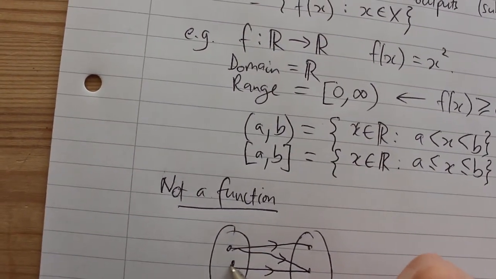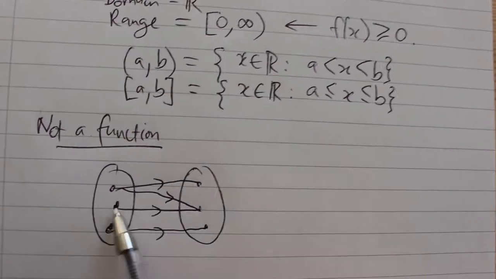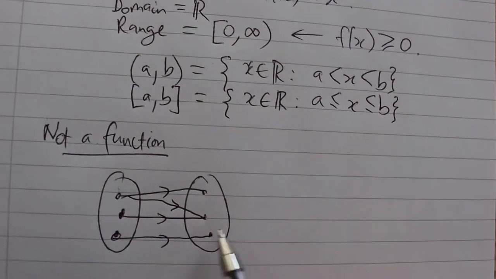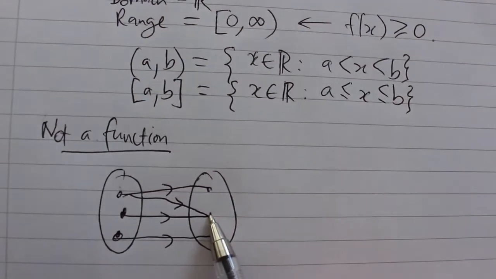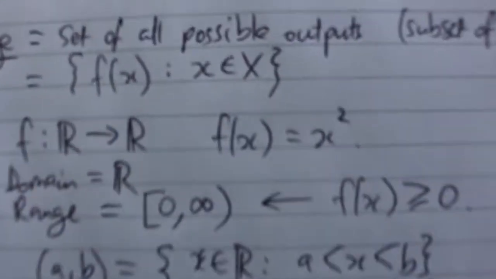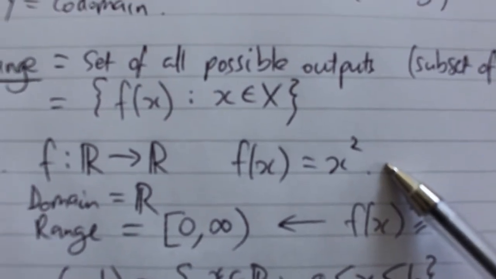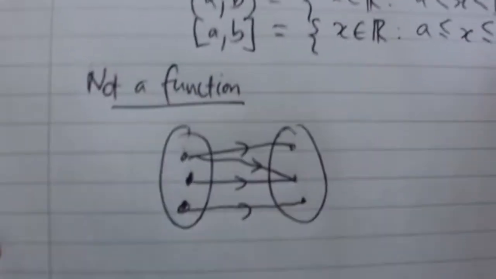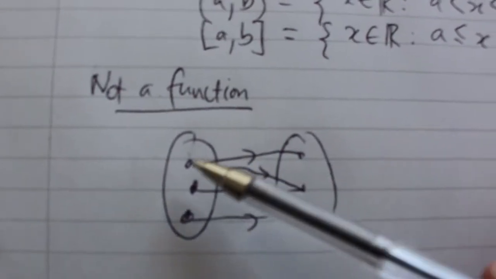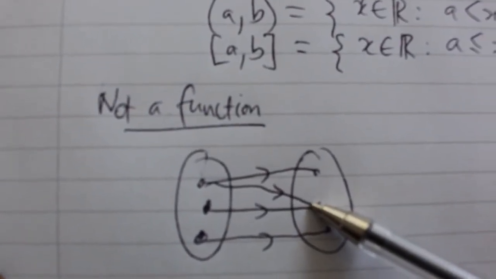So what's wrong with this? Is it a problem that these two elements both map to this? No, it isn't, because up here we had two elements that both map to the same thing. Or if we think about the function f of x equals x squared, f of 1 and f of minus 1 are both the same thing. So that's okay. The problem is this element maps to two different things. That can't happen.